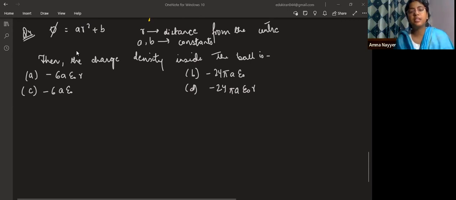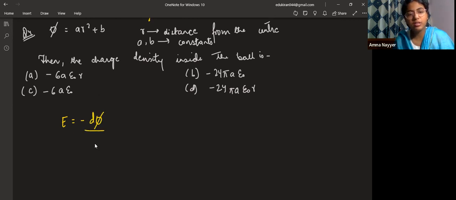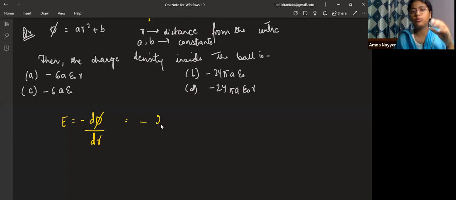Class, flux is given to you. We have electric flux. We can write this as rate of change of flux with respect to distance. When you differentiate this, minus differentiation of AR square will give you 2 AR to the power 2 minus 1, that will be 1. So that will be minus 2AR.